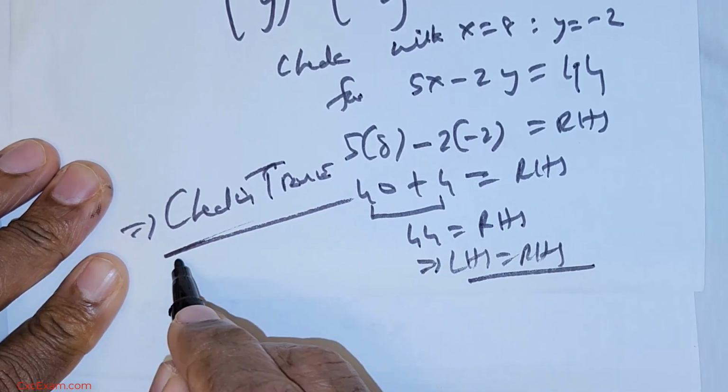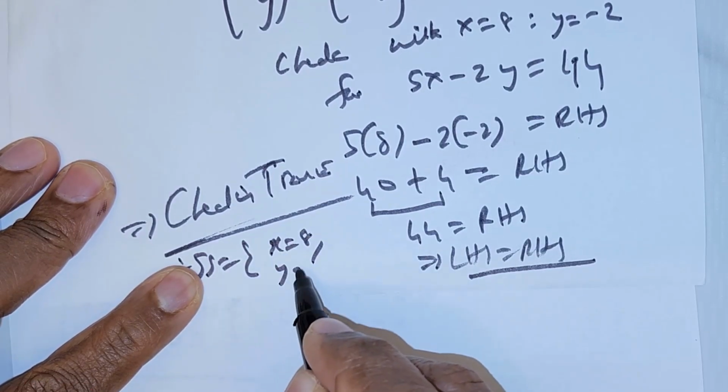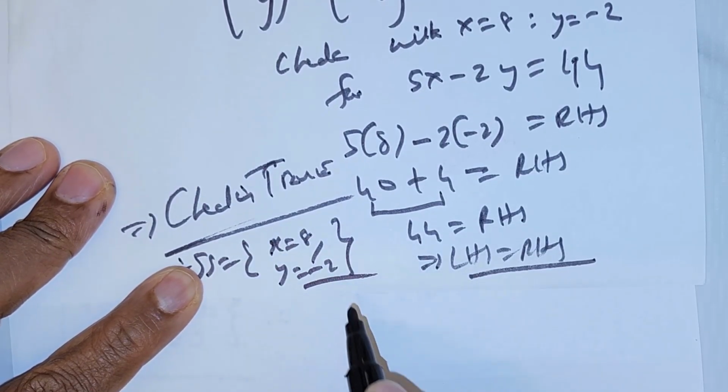So what does that mean? Check is true. Therefore the solution set is nothing but x is equal to 8 and y is equal to -2. So that's the solution for this question.